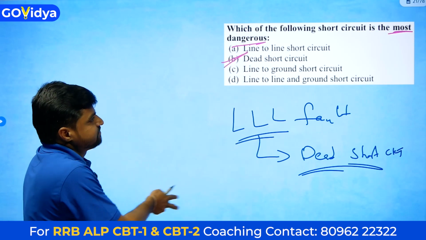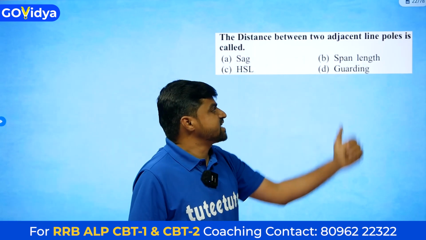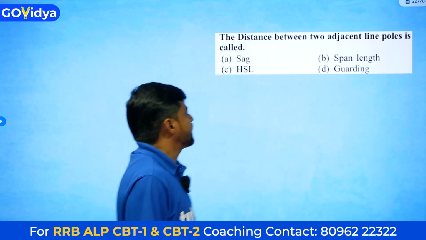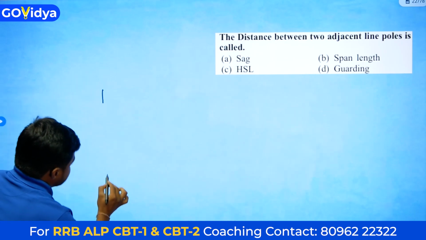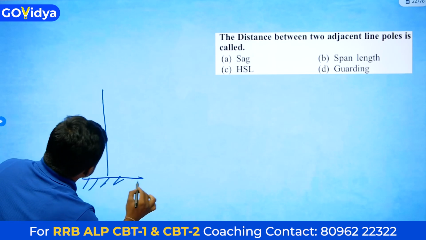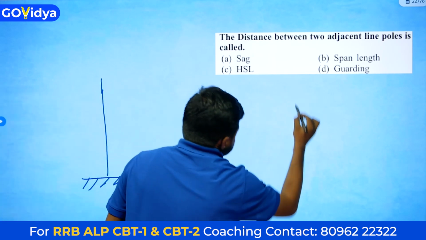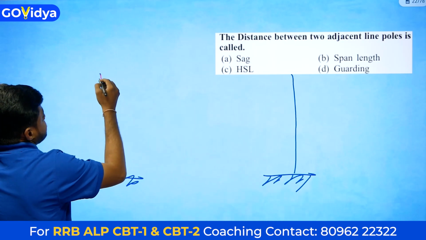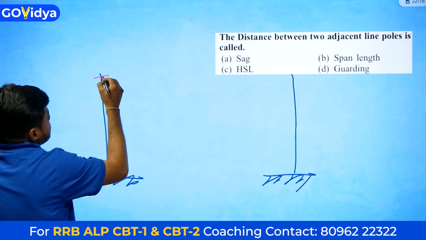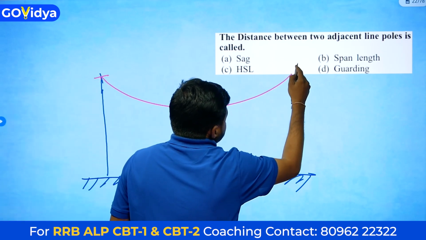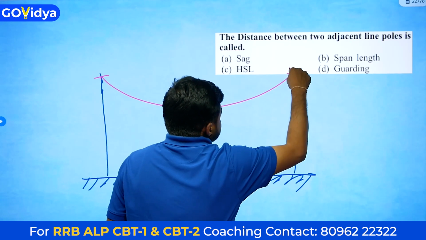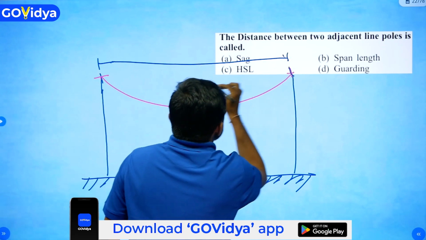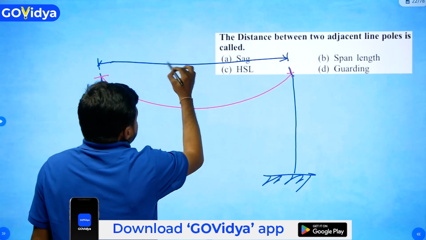Okay, next question. The distance between two adjacent poles is: sag, span length, HSL, or guarding. Okay, the distance between two adjacent poles. This is one pole, and this is one more pole. This is a conductor. The distance between two poles is called span or span length.